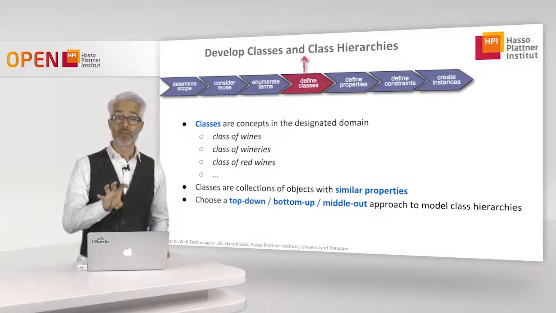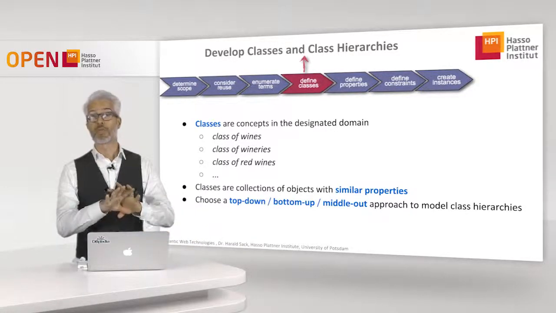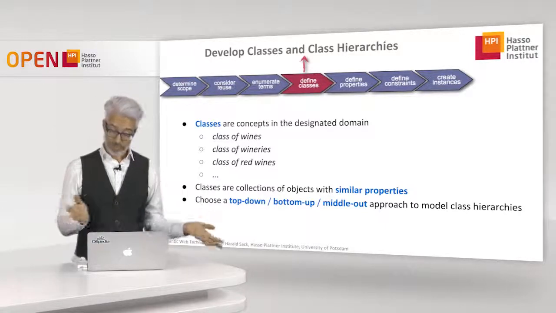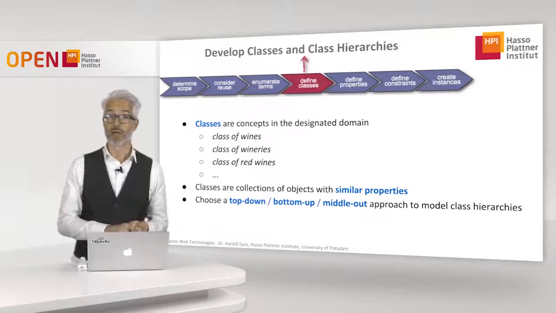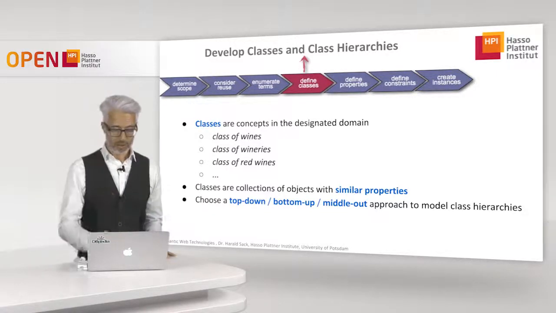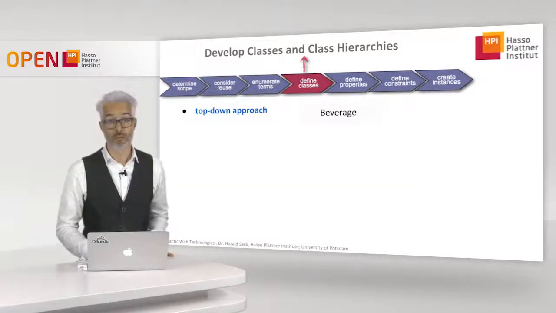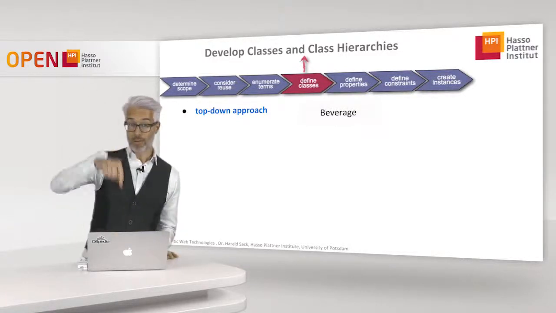And by constructing these class hierarchies, you can follow several approaches. The most simple thing is to follow a top-down or bottom-up approach, and there is also something which is called a middle-out approach, and I will show you how these approaches really work. Let's start with a top-down approach. Like the term says, we start at the top and go down to the bottom.